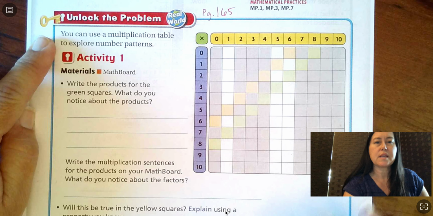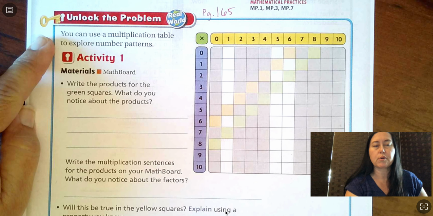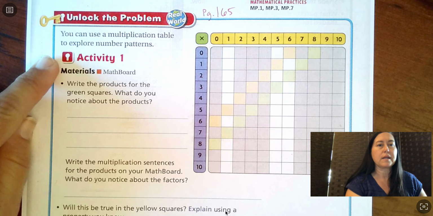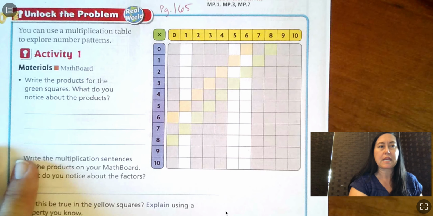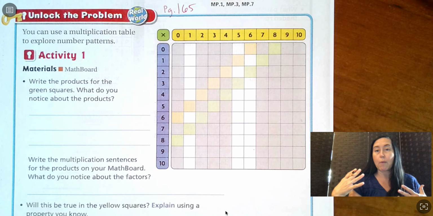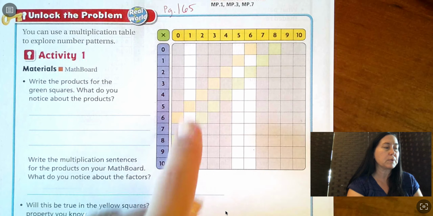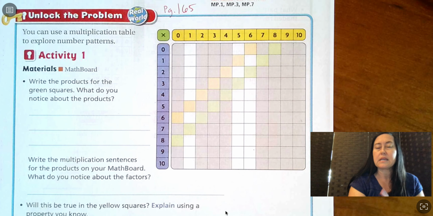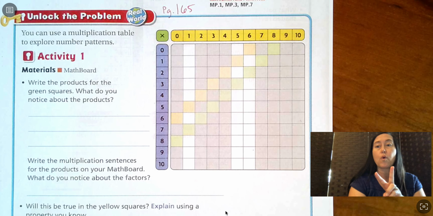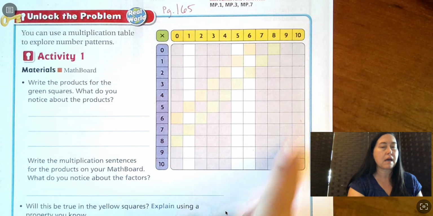So you can use a multiplication table to explore number patterns. Activity 1. We're going to use this math board. Now, sometimes memorizing multiplication facts can feel a little overwhelming. So today we're going to look at a multiplication board or a multiplication chart, and it will hopefully help us see some of the patterns and how some of the math properties that we know, like the commutative property where you can turn things around. 2 times 4 is the same as 4 times 2. How that works, we'll be able to see on this board.